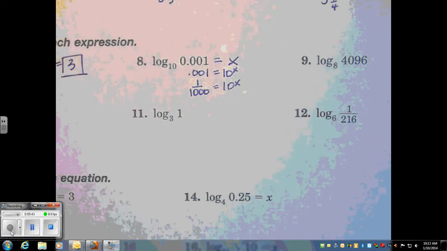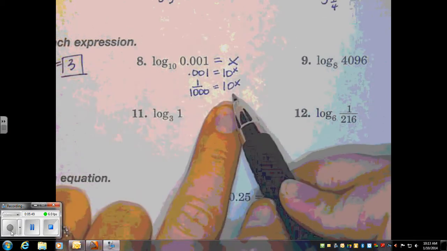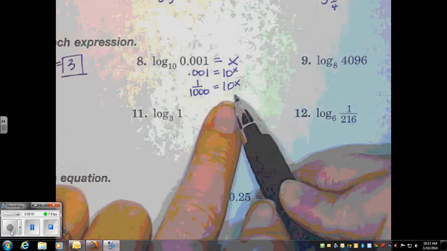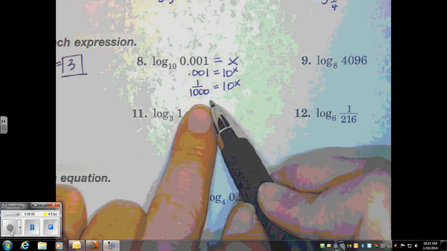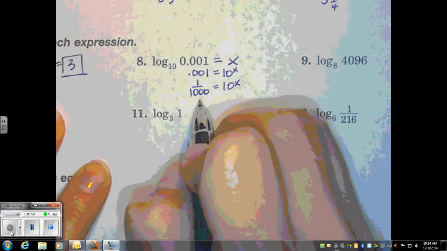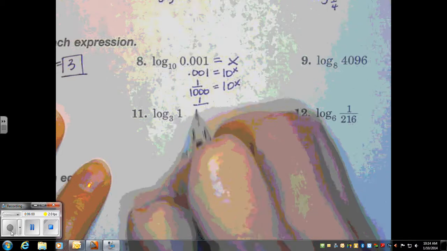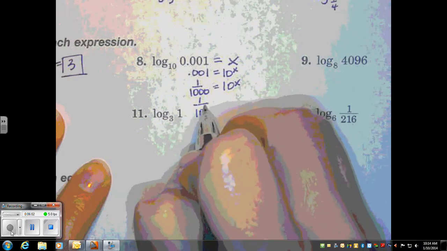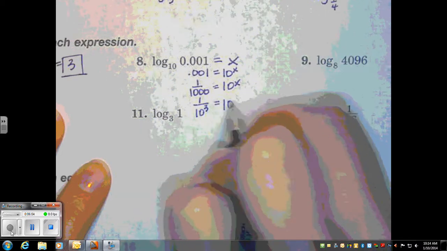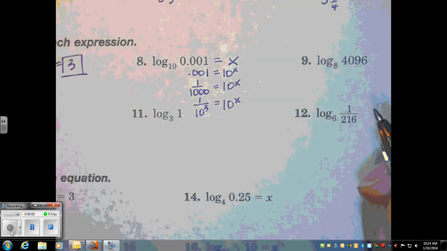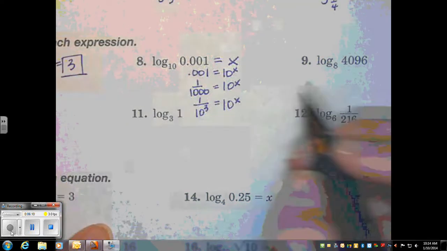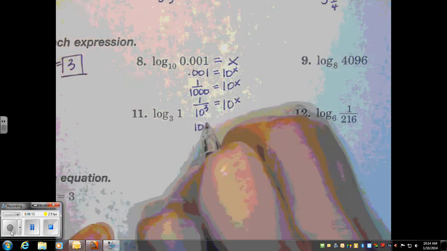Now your goal is to get the bases on each side to match. This exponent has a base of 10. 1,000. Can I turn that into a base of 10? Yes. 10 to the what? Third. Okay, we're getting closer. If the exponent is on the bottom, can't I bring it to the top and make it a negative? Yeah.